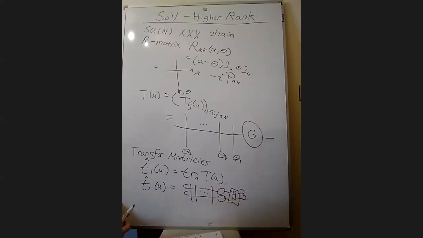Okay, and I can repeat a similar procedure for TK, where K is running from 1 to n. Okay, and all these conserved charges commute, which is kind of the defining property of an integrable system.